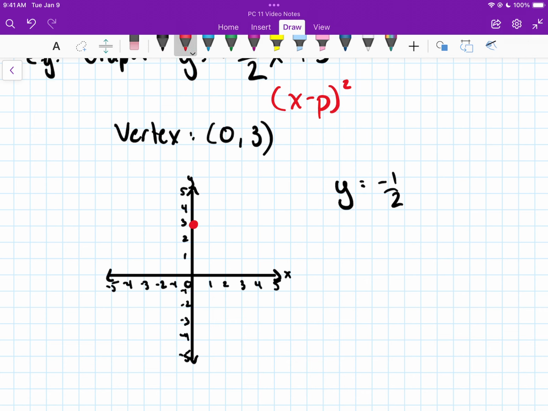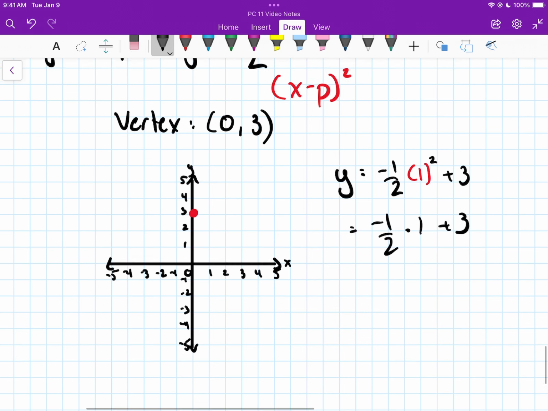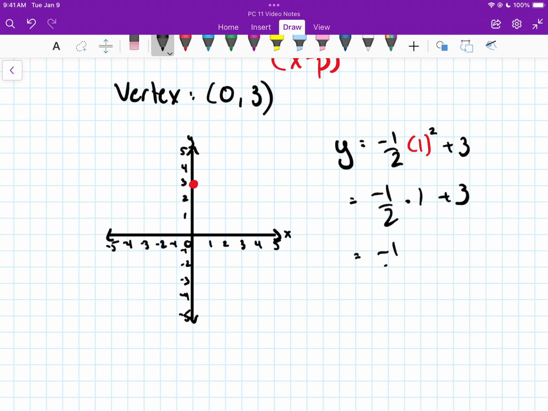So if x is 1, I'm going to have 1 squared. So it's -1/2, well, times 1 plus 3. 1/2 times 1 is just 1/2. And then -1/2 plus 3. You can turn this into a decimal if you want. You can hop off to the side and do your fractions if you want. If you can do it in your head, feel free to do it in your head. But one way or another, you should end up with either 2.5 or 5/2. So when x is 1, our y value is 2.5 or 5/2.